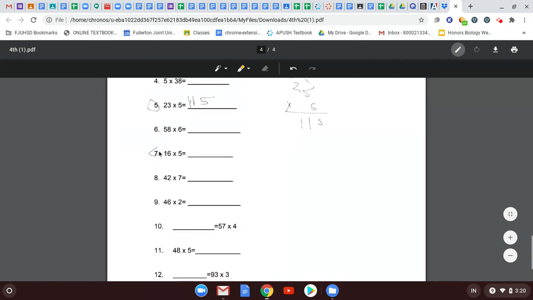Let's do one more. 16 times 5. First you would multiply 5 times 6, which is 30. Then 5 times 1 plus 3 is 8, which is 80.